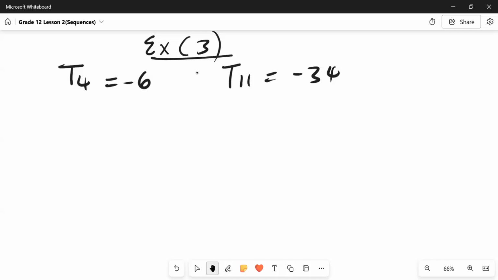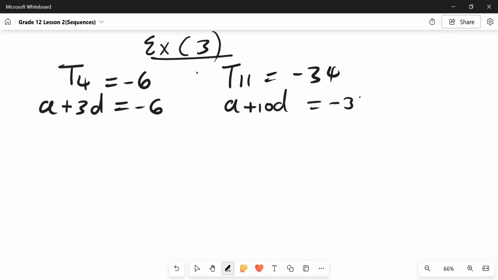Now, we have to apply whatever that I taught you earlier on. T4 can be expressed as A plus 3D equals to minus 6. And then T11 can be expressed as A plus 10D equals to minus 34. Right? So this becomes your equation 1. And then this is equation 2. Now let's just say equation 1 minus equation 2. Simultaneous equation. We apply the elimination method.